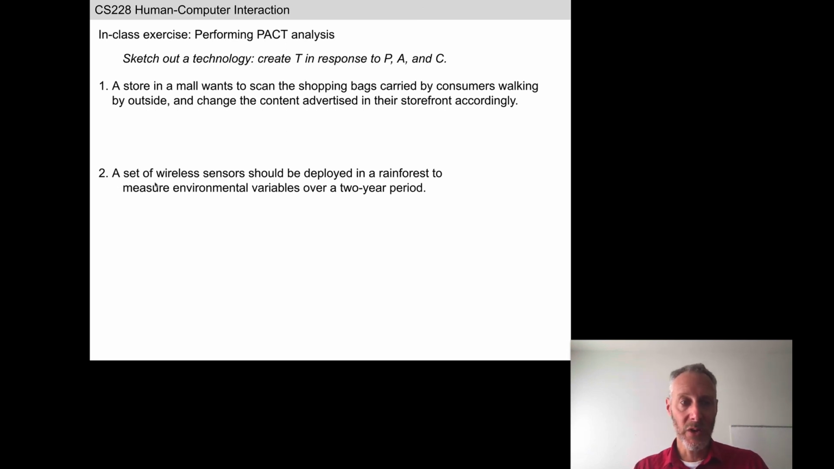Here's a second example. You can work on number one or two or both. Imagine we want to deploy a set of wireless sensors into a rainforest to measure environmental variables over a 2-year period. We're going to deploy them, hopefully designed in such a way that they can remain operational for 2 years. We're then going to come back and collect the sensors and any data that they weren't able to communicate to satellites or some other place.